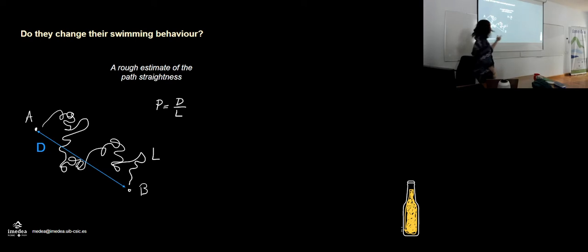If I want to go from a point A to a point B, I can take the path N, which is very convoluted, so it will be very long with respect to the actual distance between the two points. So I can define my straightness parameter as a ratio between the two, and I will have 1 if the trajectory is totally straight, I go from A to B, or it will tend to 0 if I take an infinitely long path to go from A to B.